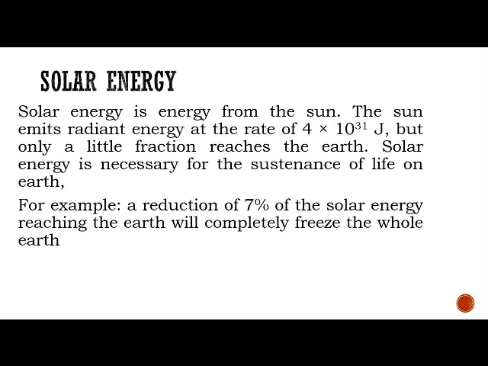For example, a reduction of 7% of the solar energy reaching the earth will completely freeze the whole earth. In other words, if the fraction of what we are receiving right now is reduced by 7%, the earth is going to freeze. That's to tell you how significant the sun is to the survival of organisms on the earth.